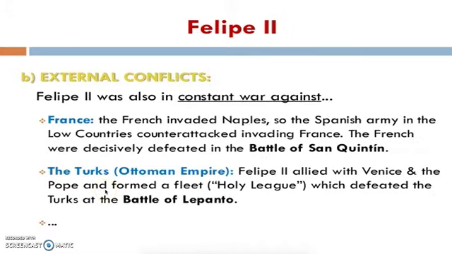Philip II was also constantly at war against many enemies. The external conflicts he had to face were against France, and they fought, and there was a decisive battle won by Philip II. The Battle of Saint-Quentin was in France. Saint-Quentin is in France, next to the Low Countries, and he had to fight against the Turks too. And the main battle was the Battle of Lepanto, in which Cervantes himself was fighting on the side of the Spanish, obviously. That war was won by Philip II too.